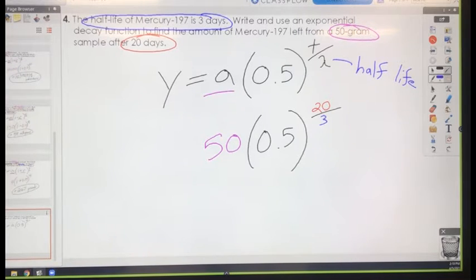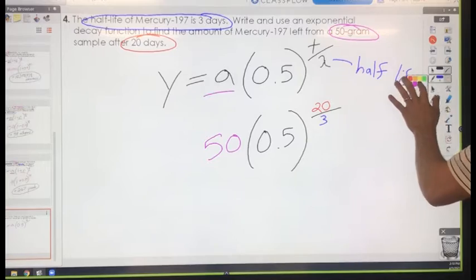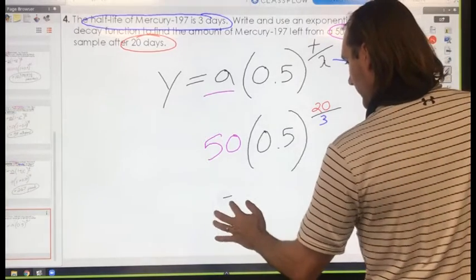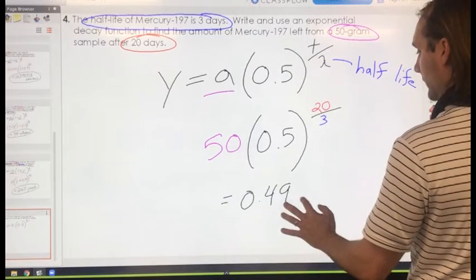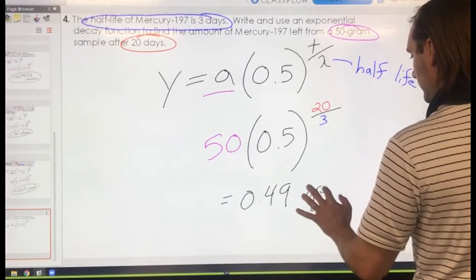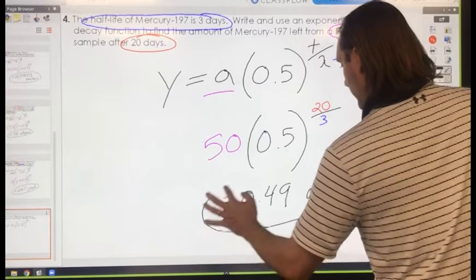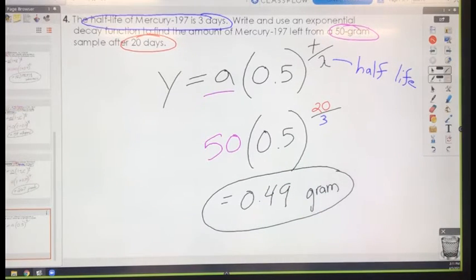Plug that into your calculator and you get 0.49 grams. So after 20 days, that's how much of my mercury 197 is left.